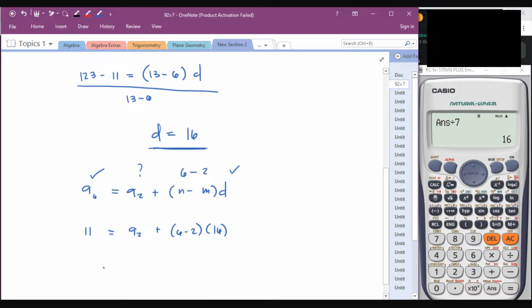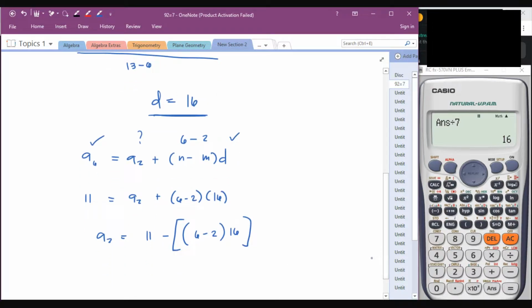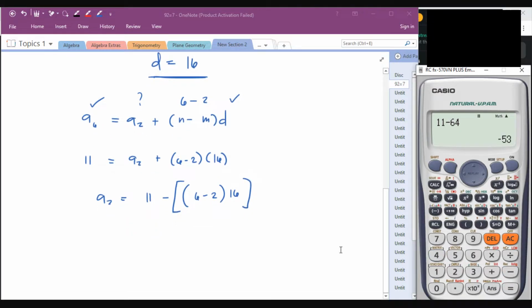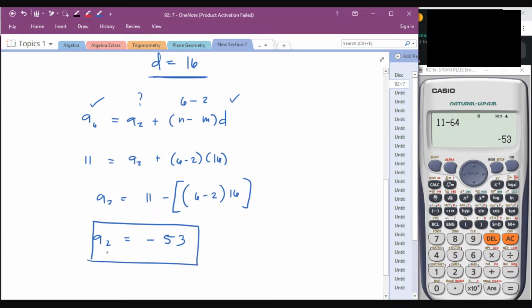Simplify na natin. A2 will be equal to 11 minus 6 minus 2 multiplied to 16. What will be the answer there? So, ito muna ang loob. 6 minus 2, 4 times 16 minus 11. Okay? Or 11 minus 64. The answer is negative 53. A2 is negative 53. That is the second term of the arithmetic progression.